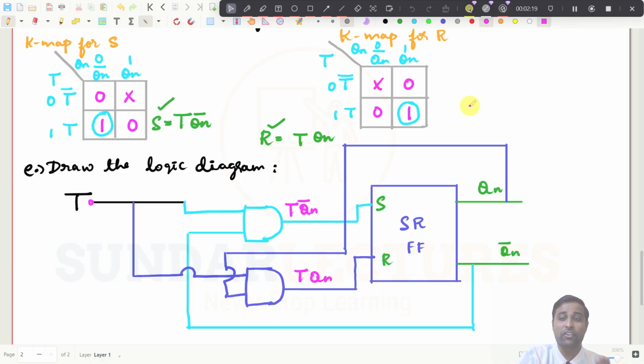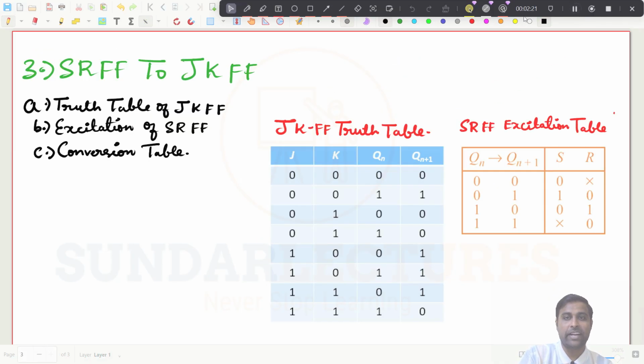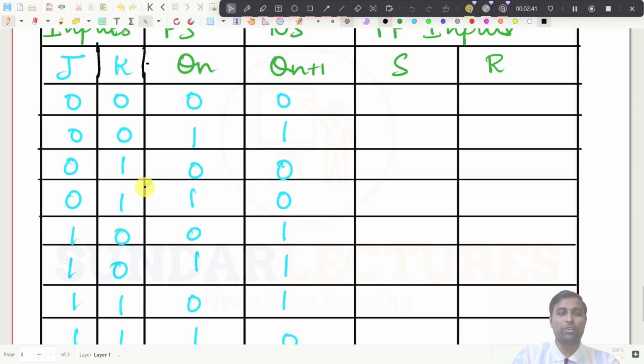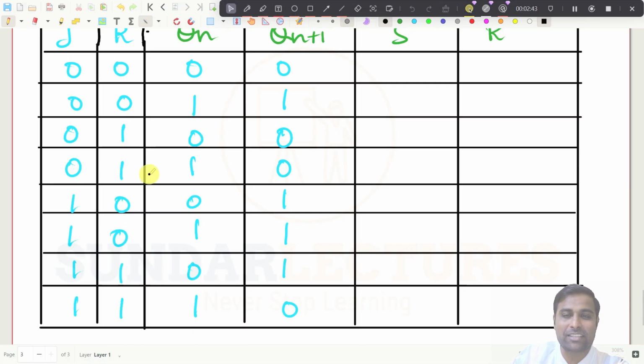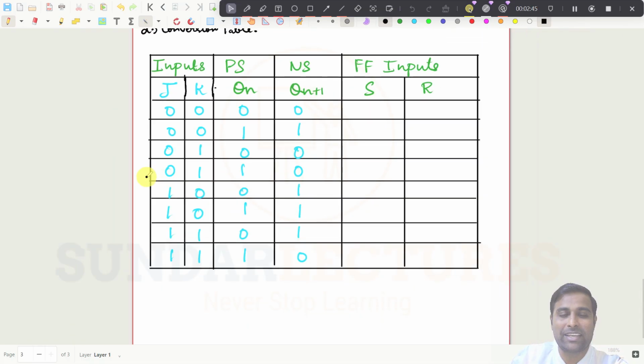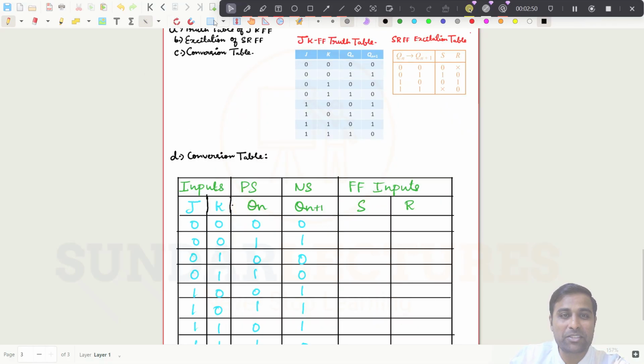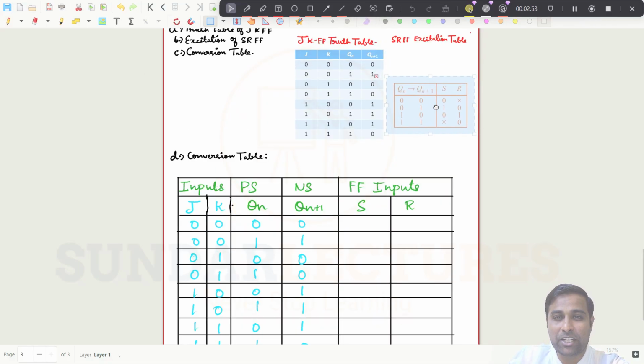You can go for SR flip flop to JK flip flop now. Right. Now you see, the next one will be SR flip flop to JK flip flop. We have SR flip flop and we need to convert that into JK flip flop. The same procedure. Truth table of the JK flip flop I have taken, excitation of the SR flip flop I have taken, and the conversion table. Right. In the conversion table, what I need to do? Maybe I will just zoom it down so that you can easily see this.